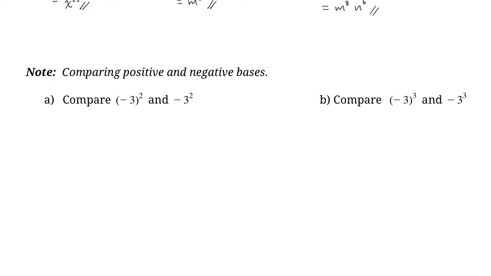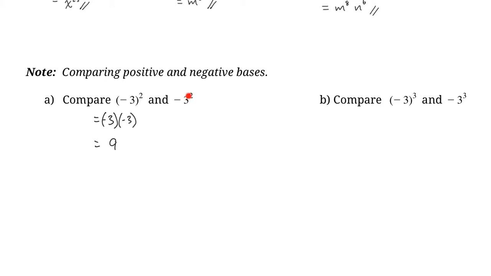There are some things to note when you have a negative base. So if we have (negative 3) to the power of 2 and that base, negative 3, is in brackets, that means that 2 also applies to the negative. The power applies to the negative. So this is just negative 3 times itself, times negative 3. And negative 3 times negative 3 is a positive 9.